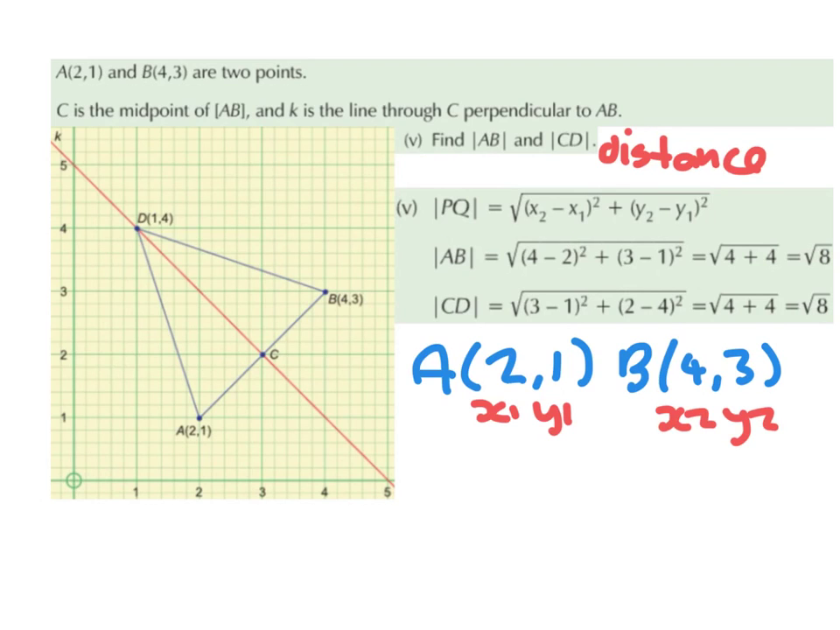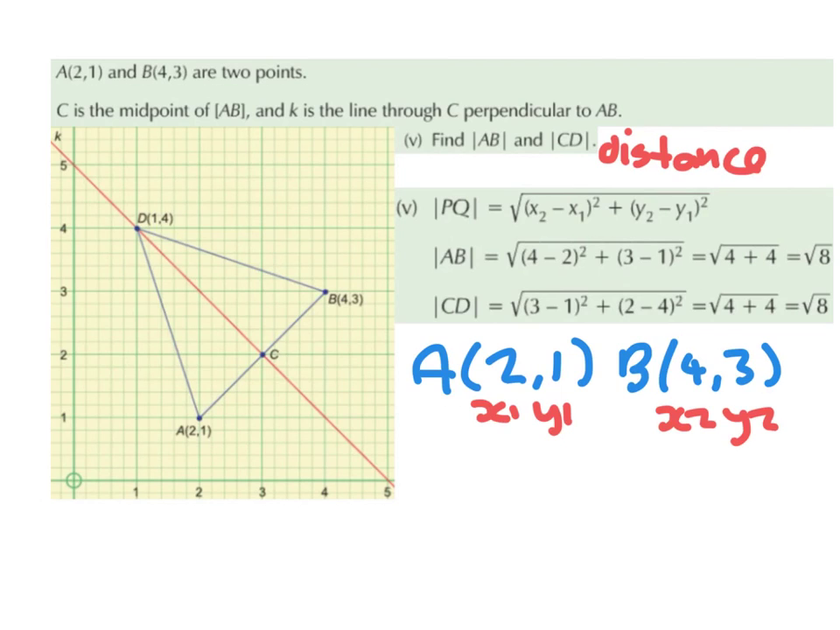I'm going to label my point A as x1, y1, and my point B as x2, y2, and I'm going to substitute my values into my formula. So swapping the x2 for 4, bringing down the minus, swapping the x1 for 2, and all of that squared. Make sure you use brackets, bring down the plus, swap the y2 for 3, bring down the minus, swap the y1 for 1, and all that's squared. 4 minus 2 is 2, and 2 squared is 4. 3 minus 1 is 2, and 2 squared is 4. 4 plus 4 is 8, so we get the square root of 8.